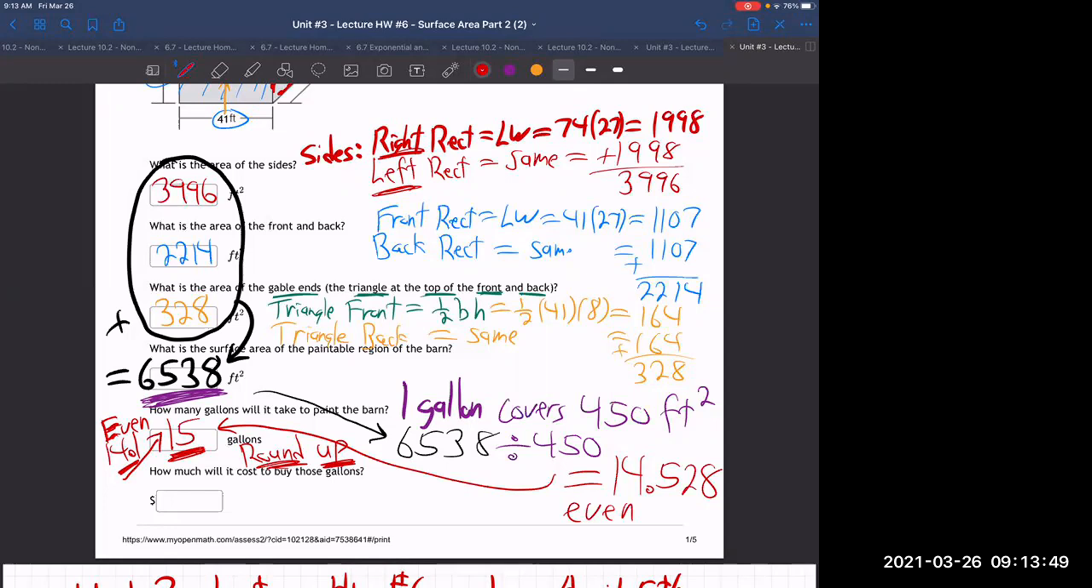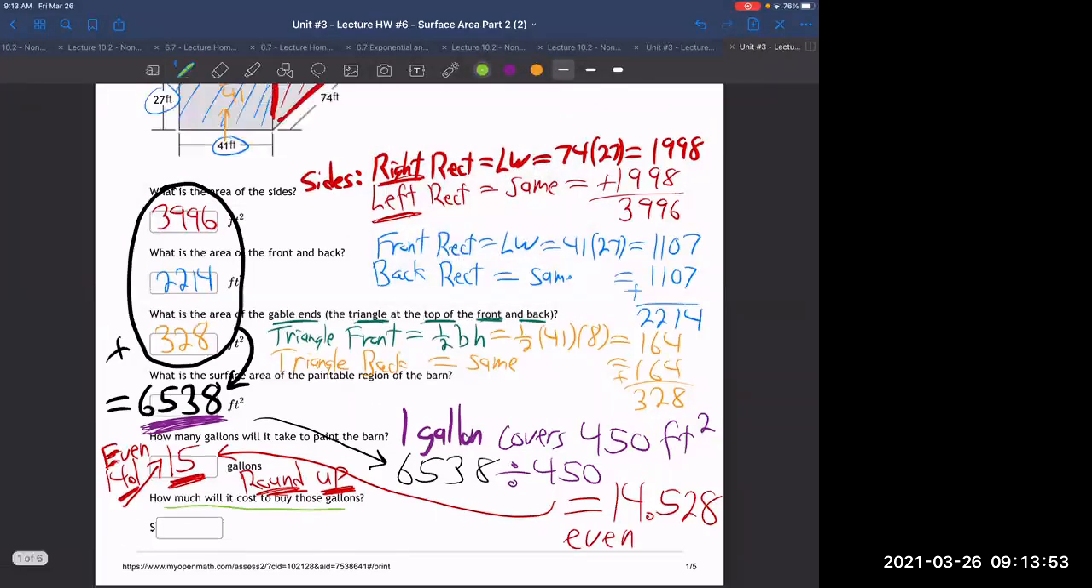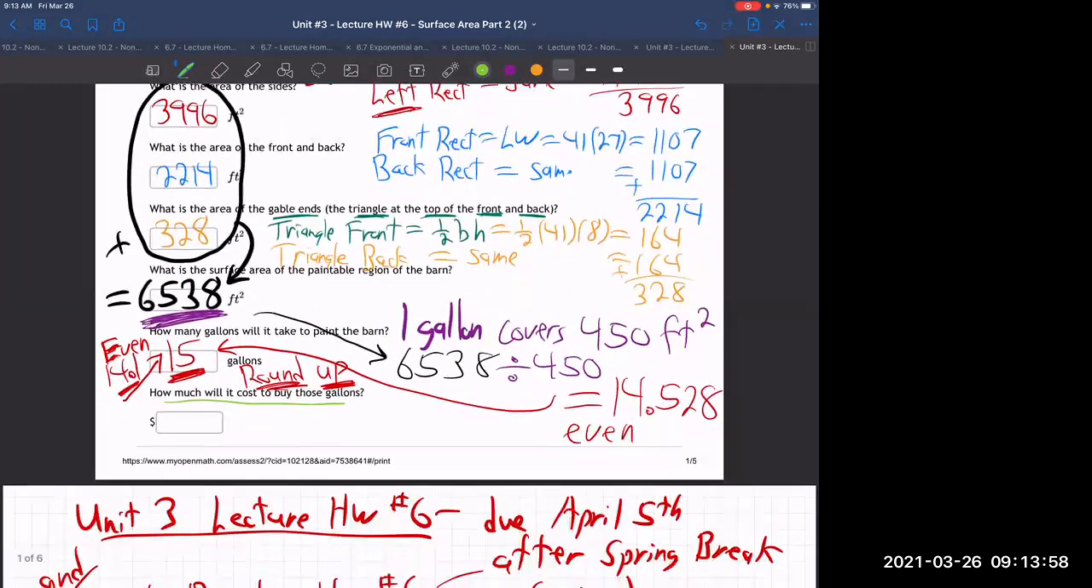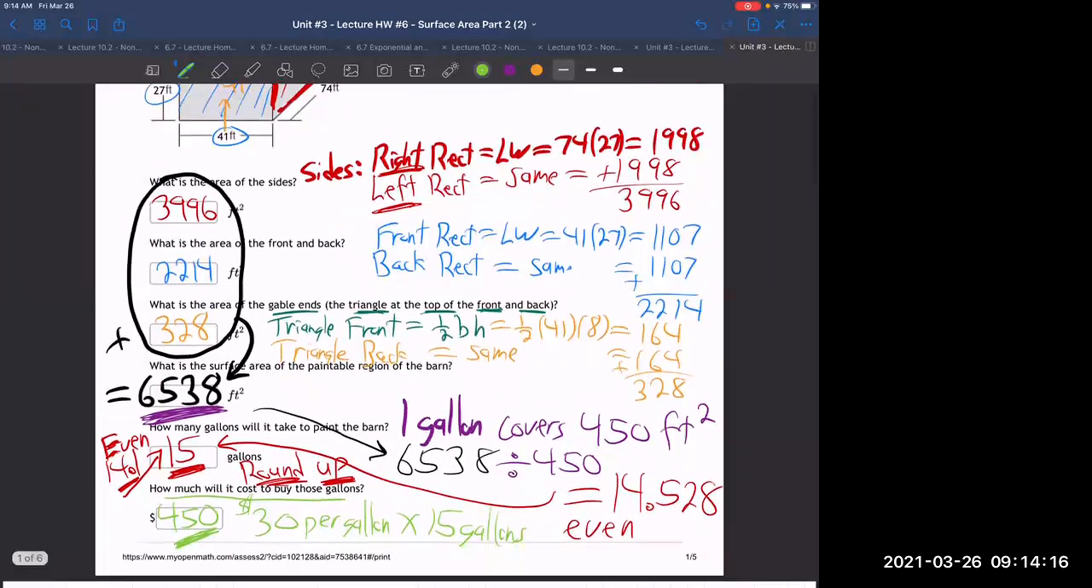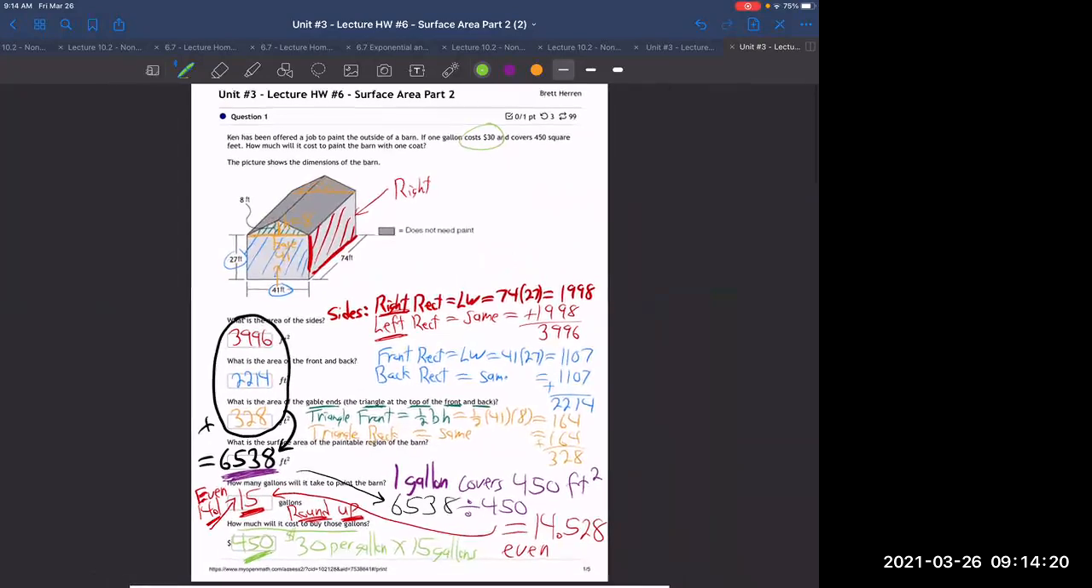And then final question is, what's the cost of that? How much will it cost? Well, they told us right here, mine anyway, said it's $30 a gallon for the paint. So it's $30 per gallon times 15 gallons. So that's going to be $450 in paint to paint the entire barn. There we go. Question number 1.